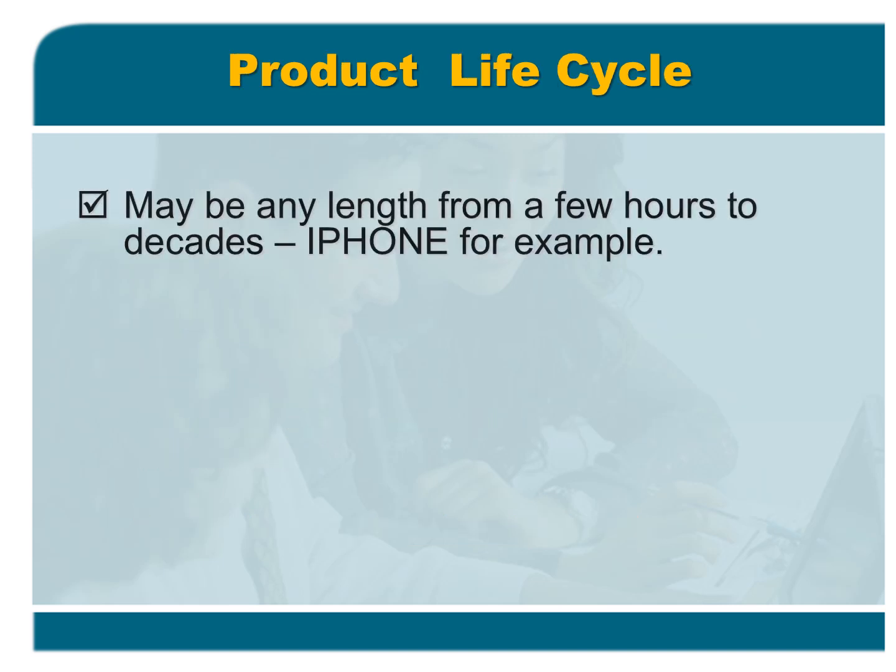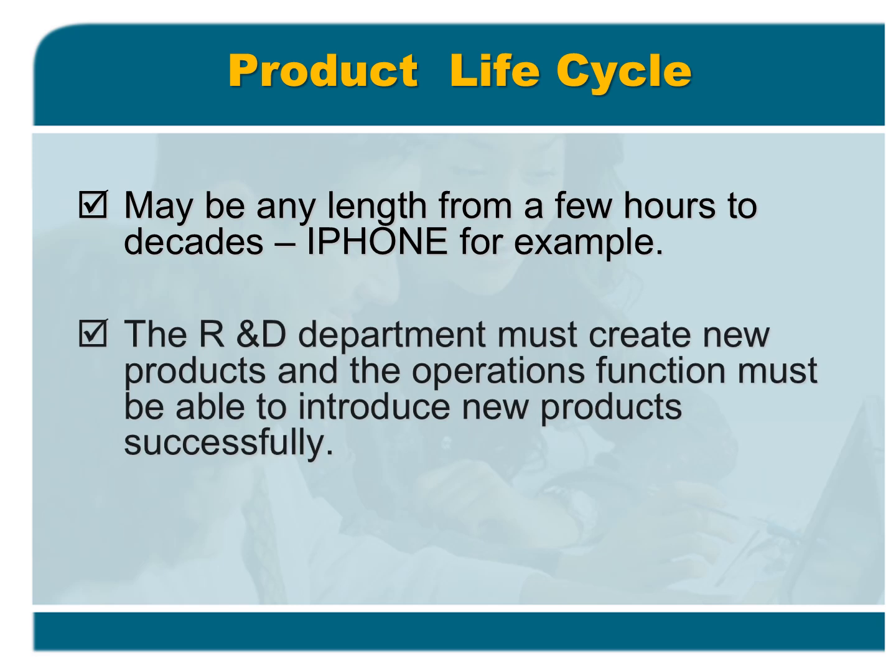The product life cycle may be the length of its life from a few hours to decades. The iPhone example. Every year they seem to have a new and better model with new features. The R&D department must create new products, and the operations function must be able to introduce those new products successfully. Why is that important? Well, obviously, to maintain a competitive advantage. For instance, with an iPhone, there are other phone companies out there. Samsung is another one. AT&T is another one. So you want to have more features and more advantages with your product than the competition.